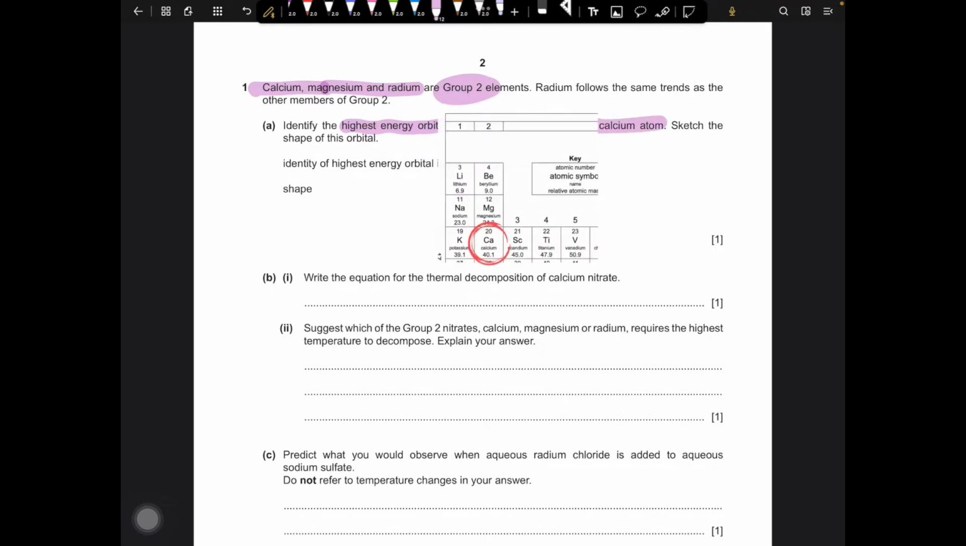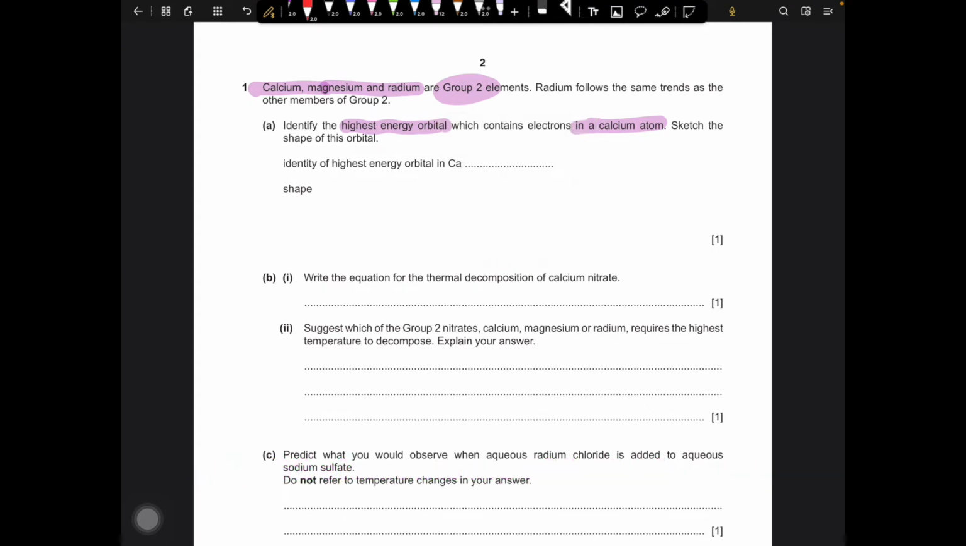When we look at the periodic table, we know that calcium is in group 2. It means that it is in the s block, and calcium is in the 4th period. It means that the highest shell will be 4, and since it is in the s block, that will be 4s. For any s orbital, the shape will be spherical.